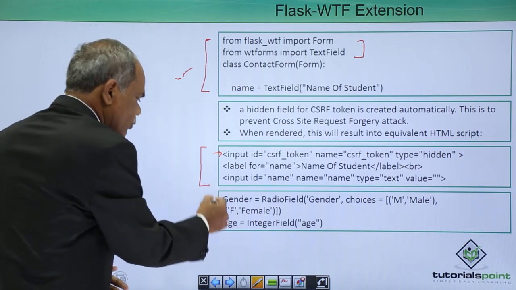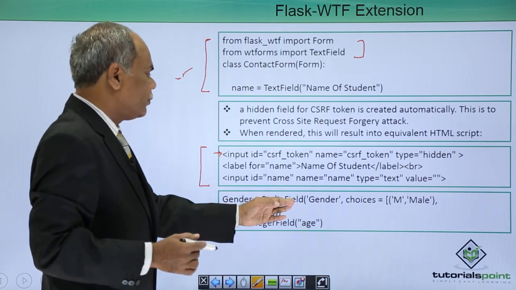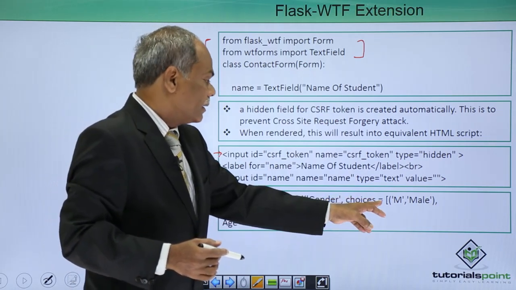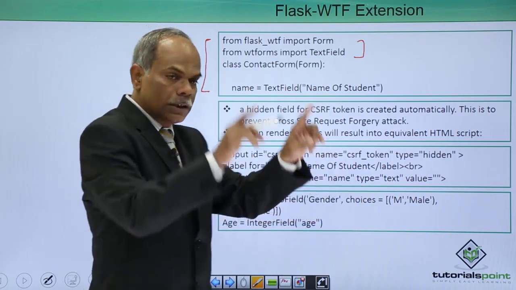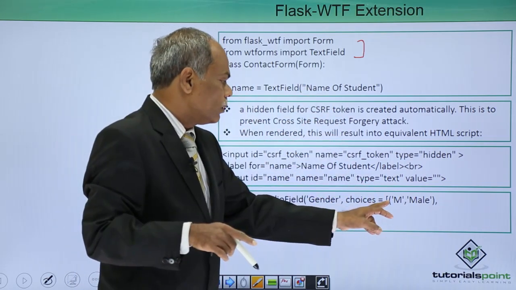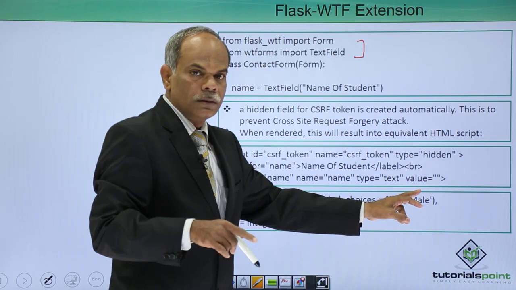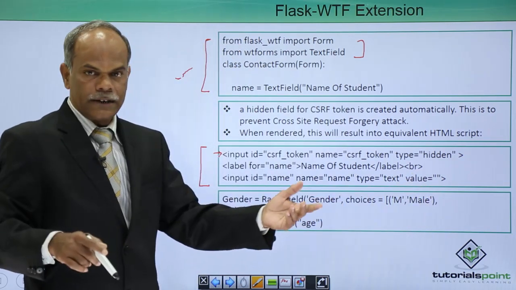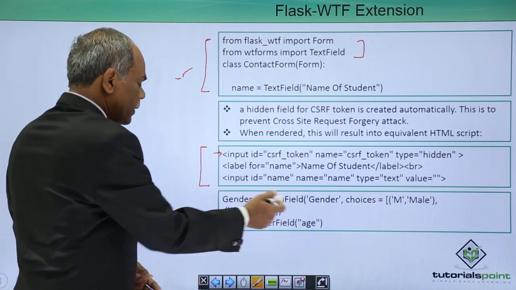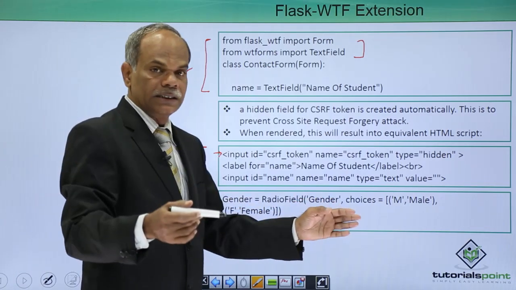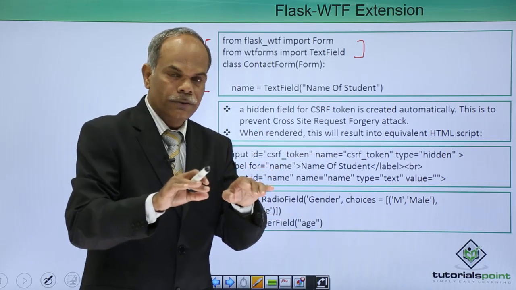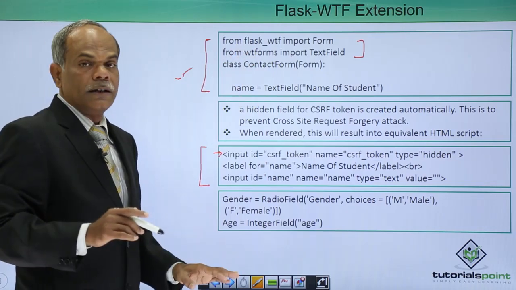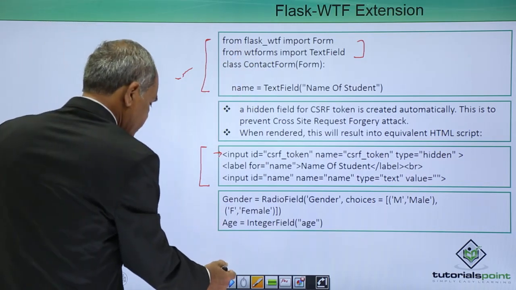Some other fields can also be provided, for example, radio field. Here is the caption or label, and the choices can be given in the form of tuples, the key and the value. M stands for male, F stands for female, like that. You can also use, for example, integer field, if you want age, whatever data is input will be treated as an integer variable called age.